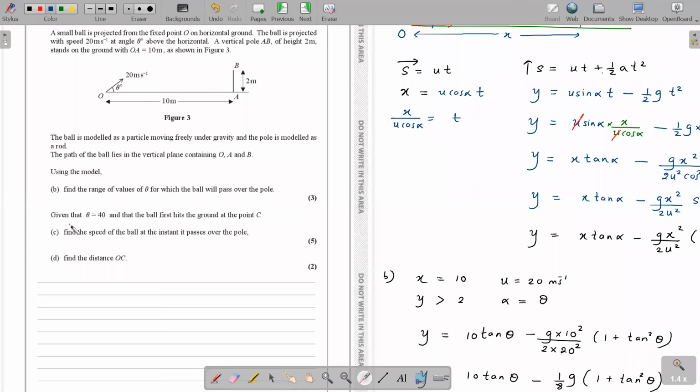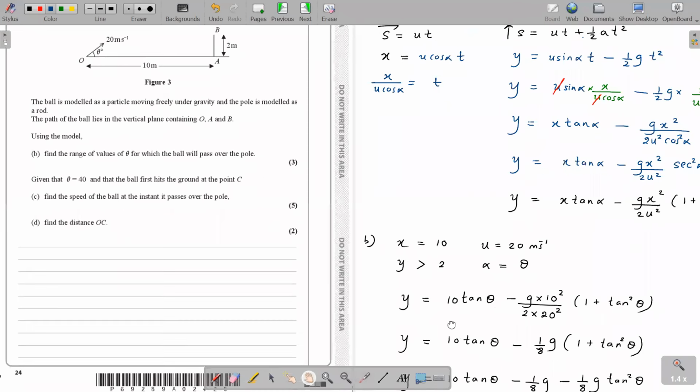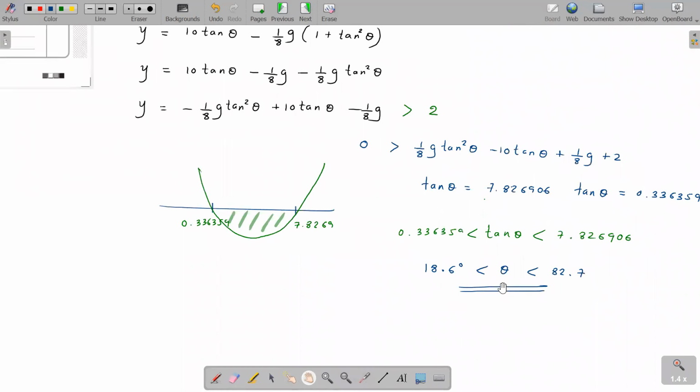The next one. Given that theta equals 40 and that the ball first hits the ground at the point C, find the speed of the ball at the instant it passes over the pole. Okay, so then you can see here theta value is 40, and you saw for the range of values for theta to pass over the pole was how much? Theta between 18.6 and 82.7. So our theta is definitely in that range.